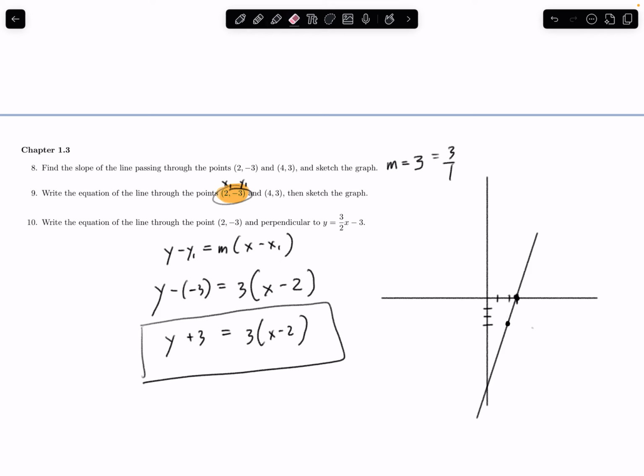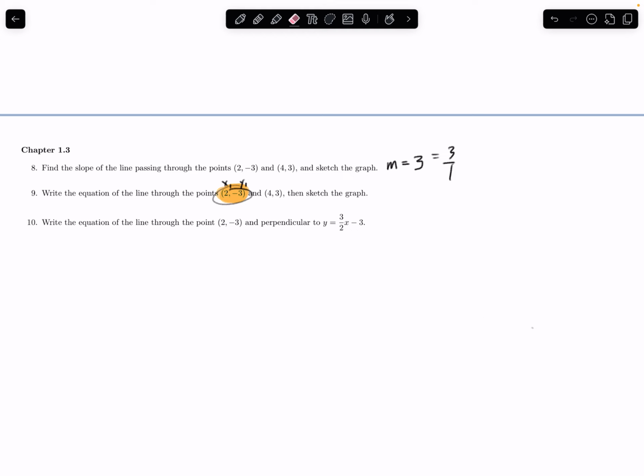That was number 9. Number 10. Write the equation of the line through 2, negative 3 perpendicular to y is equal to 3 over 2x minus 3. It doesn't say to graph this time, so I don't have to graph. I don't need that previous stuff anymore. y equal to 3 over 2x minus 3 means the original slope is 3 over 2. Perpendicular slope means I'm going to flip this upside down and make it negative.